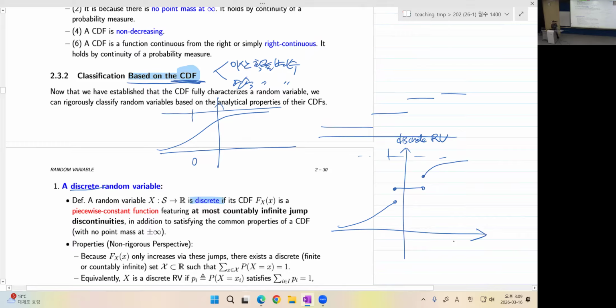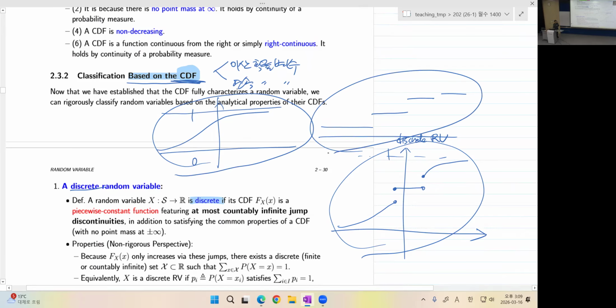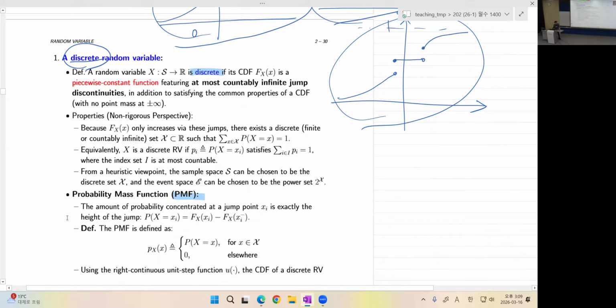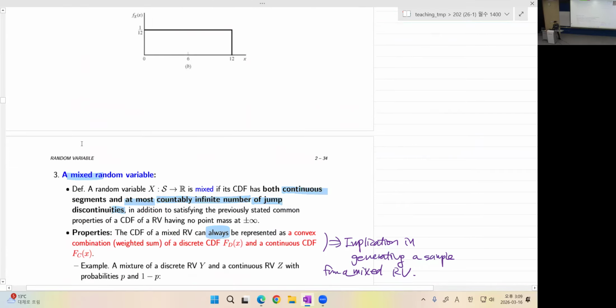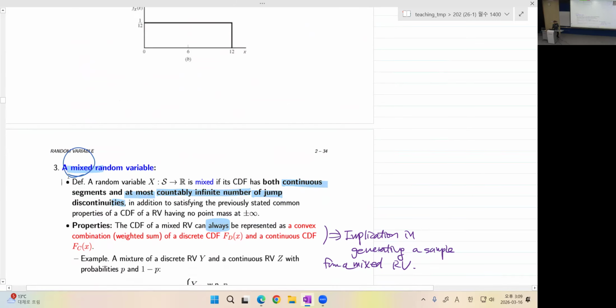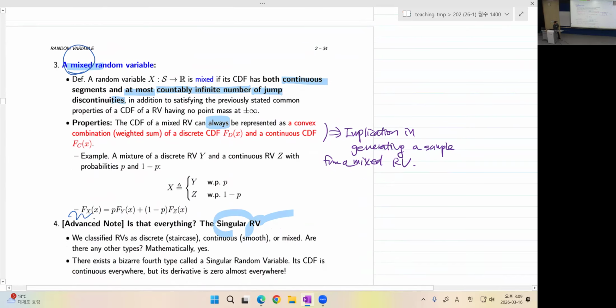In that case, interestingly, we can always construct this type of piecewise constant with jump discontinuities as a weighted sum of a continuous CDF and a discrete CDF. So we have three classes of random variables. One is discrete, the other is continuous, and the third is mixed. And a mixed random variable has a CDF that is really in this way.